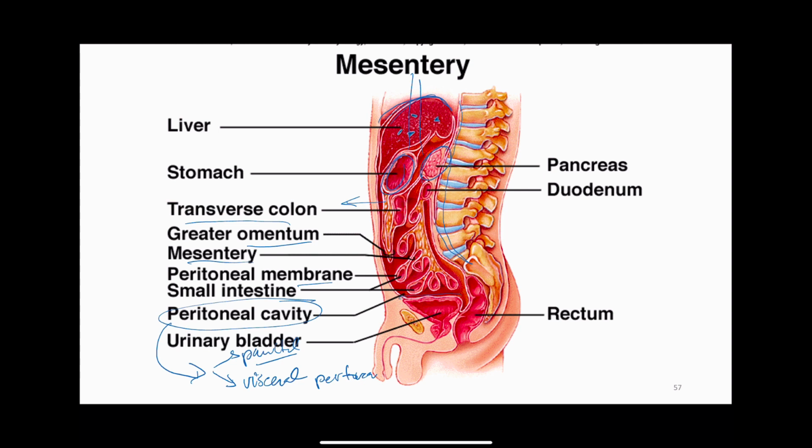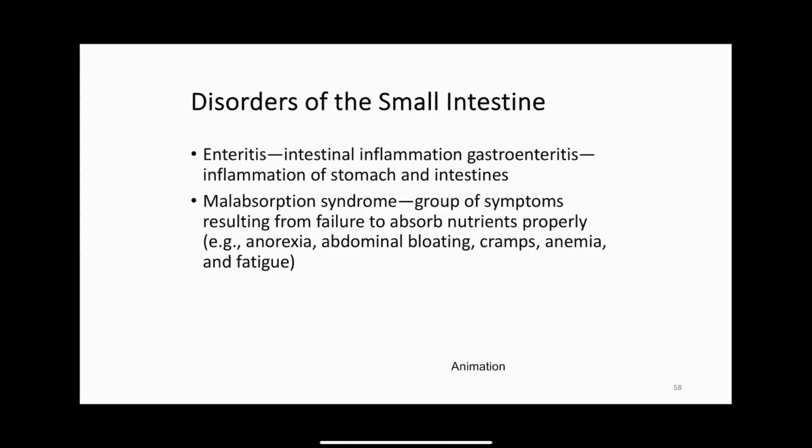Here we can also see the urinary bladder underneath all of this, and the rectum, which will come from the colon, with our sigmoid colon bringing it into alignment with the rectum. Now, the small intestine can have a number of disorders, and we're only listing a few of those here for our purposes, because again, in a separate class, you'll take the disease process or pathophysiology and treatment of intestinal disorders.